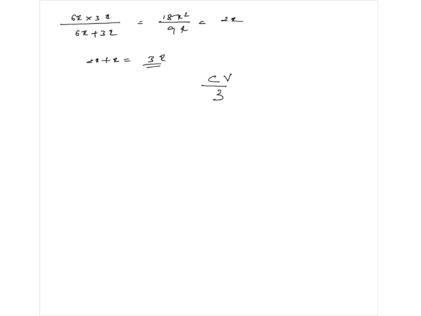Now that saves time because you can write your final answer immediately. CV by 3, 1 minus e to the power minus t by tau. This effective resistance is 3R, so the time constant will be 3R times C. Done. So you are saved from writing all those equations and then solving them. Not that you don't have to know that. You have to know that. But in some problems, this can save some time. Any questions about this? Let me know.